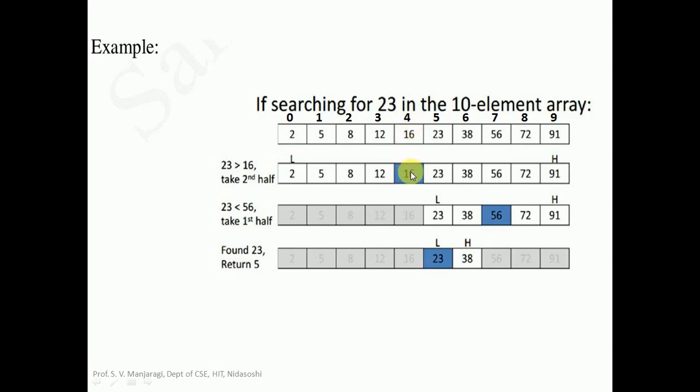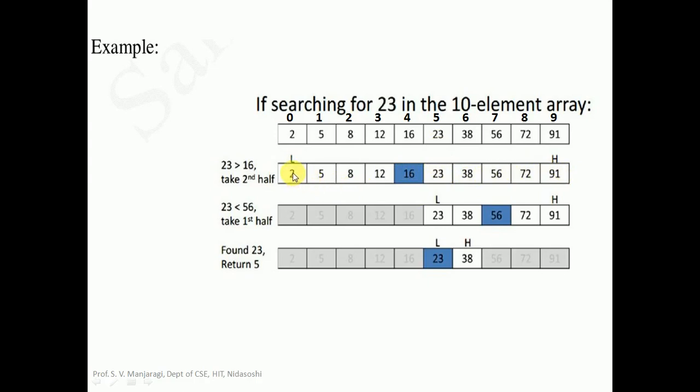So let us compare the key with 16. After finding this middle element, one thing we have to observe is that this array is divided into two parts. This is the first part, from low to mid minus 1. The second part starts from mid plus 1 up to high. So this is the second half of the array.